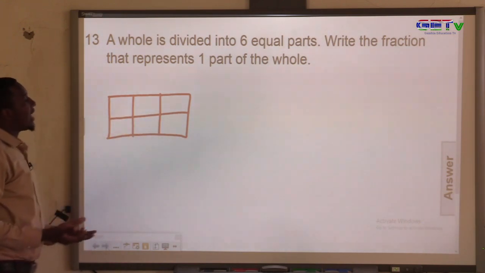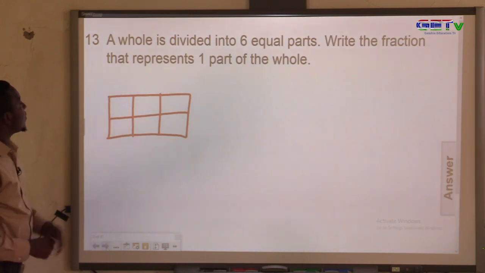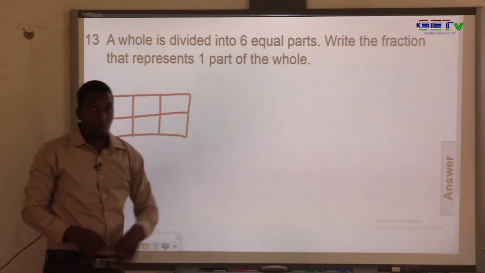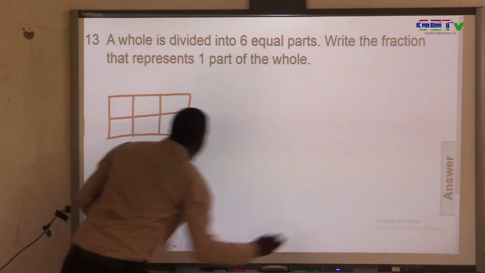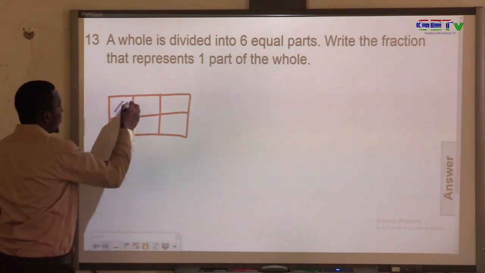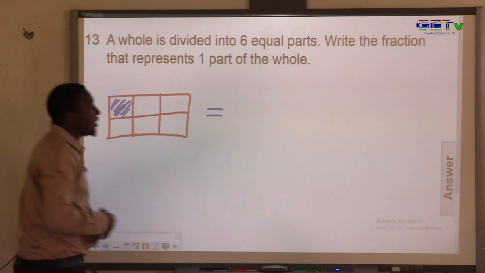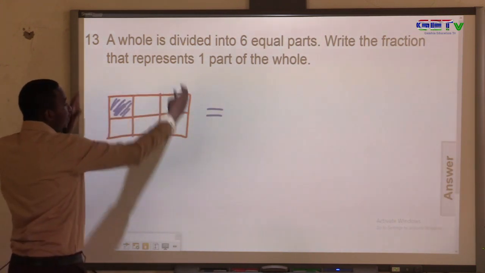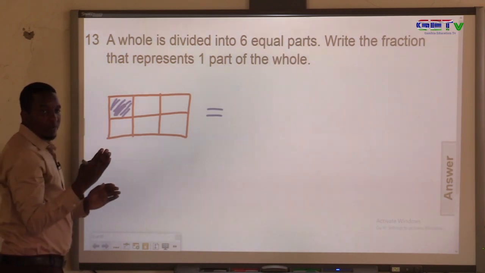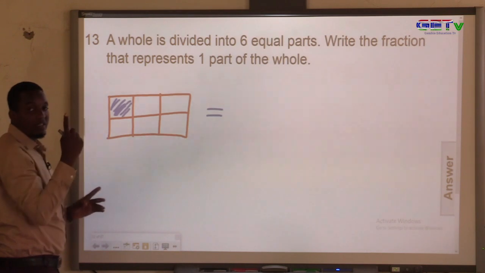What we are asked to write is the fraction that represents 1 part of the whole. So we need only 1 part of that whole. Assuming that we are going to shade the part of the whole, we are going to shade only 1 part and see what that is equal to. You realize that we've divided the whole into 6 equal parts, but 1 out of the 6 parts is shaded.